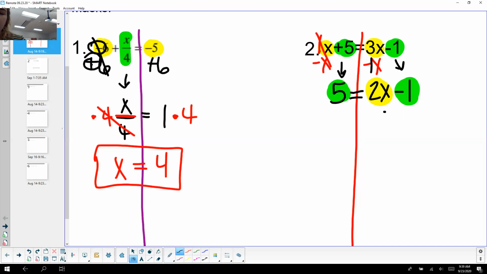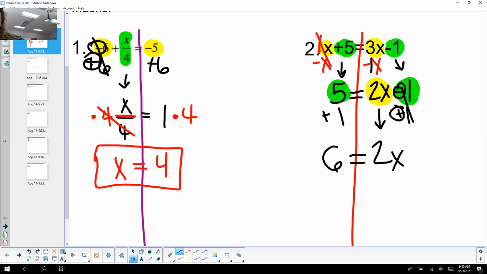So right now, all of my variable terms are on the right side, so I need to get all of my constants on the left side. I can do that pretty easily, actually. I can go ahead and add 1 to both sides. So I'm moving that green or that constant term over to the left side. So again, a negative and a positive are going to cancel. So 5 plus 1 gives me 6 equals, I'm going to bring down my 2x.